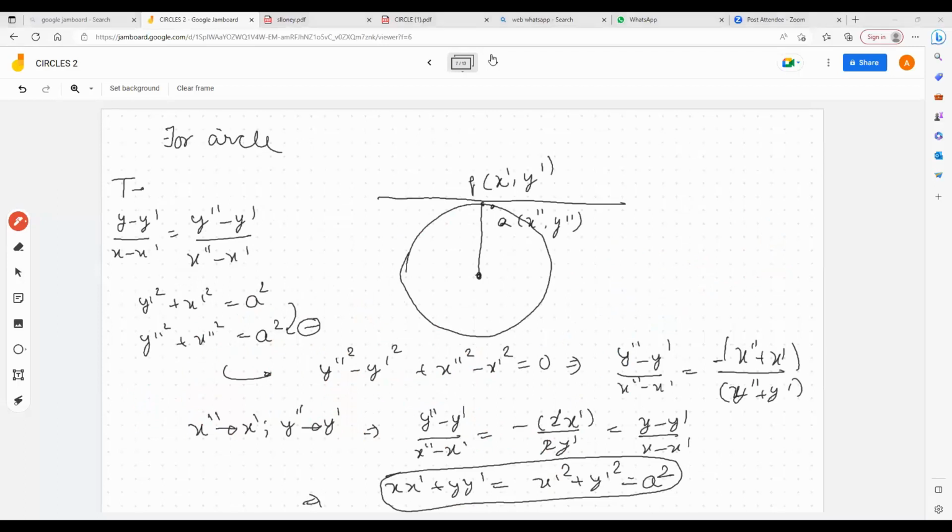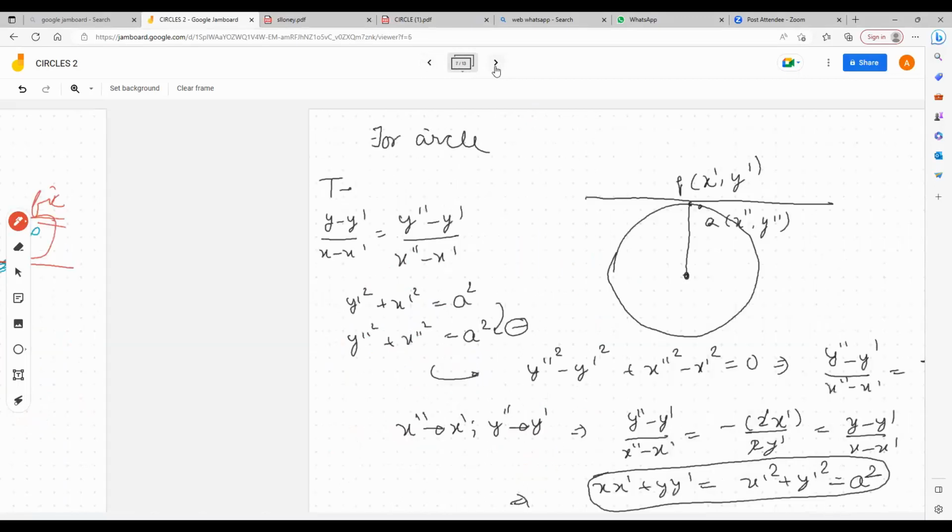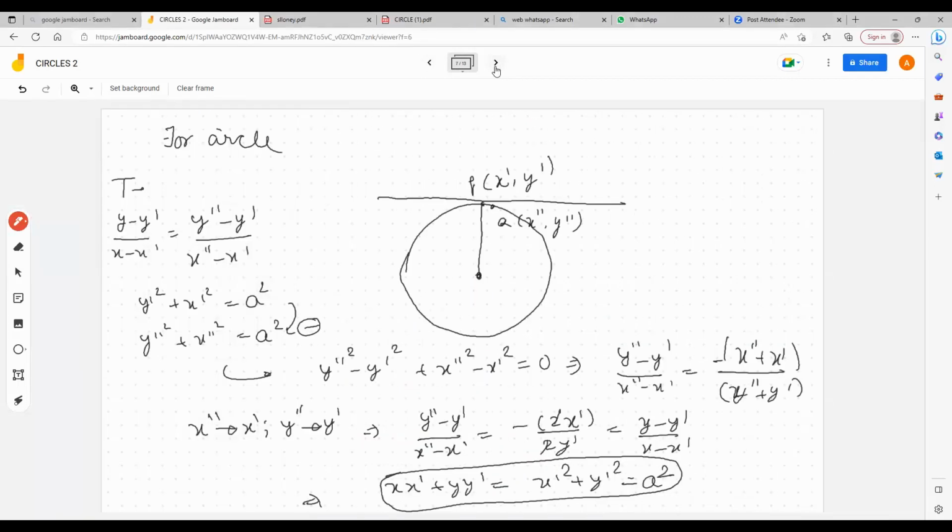Now we have studied what a tangent to a general curve is. Now we need to find the tangent of a circle. So let us see how we are going to do it. First of all, we are given a circle. This is the standard circle: x square plus y square equals a square.